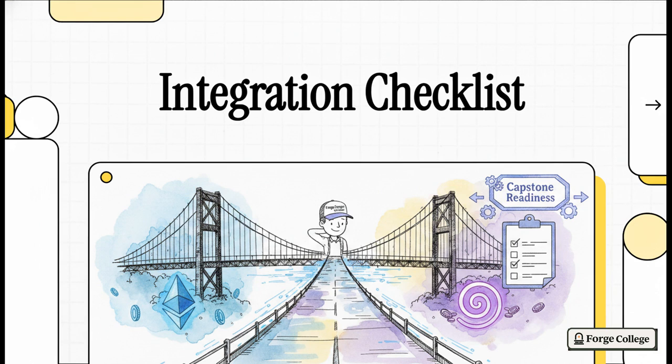But now, we've got to pivot. It's time to talk about your Capstone project. More specifically, how we take all that brilliant, kind of messy prototype code you just wrote and turn it into something a reviewer can actually review. We're diving into the integration checklist and Capstone Readiness.